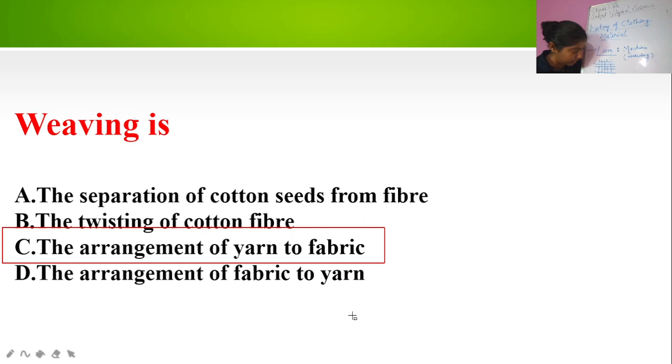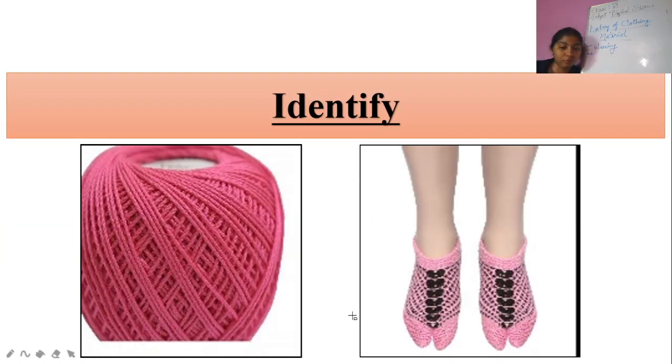Now students, you can see there is one image in front of you. Do you find anything in front of you? What do you identify? Yes, yes. Do you see woolen wool, right? And from this wool we have made socks. So how have these socks been made, students? Do you know how we can make these socks? Yes, with the help of knitting, right?